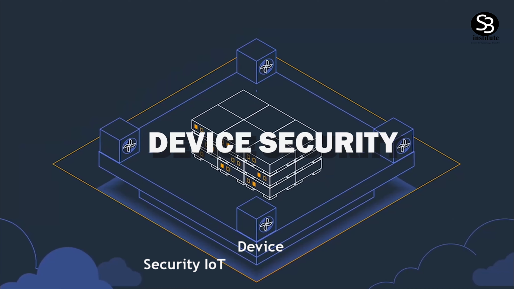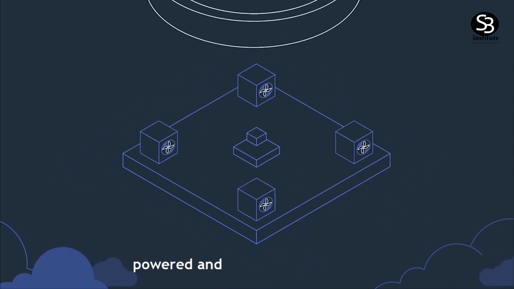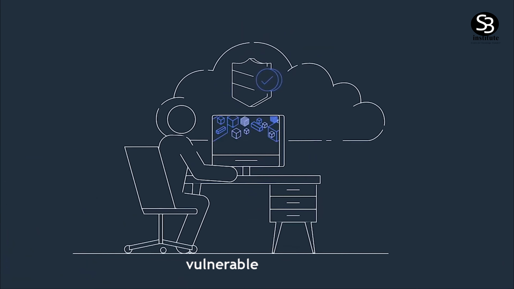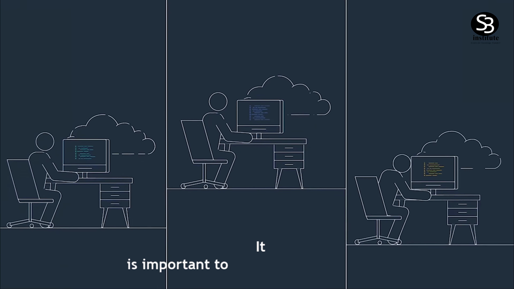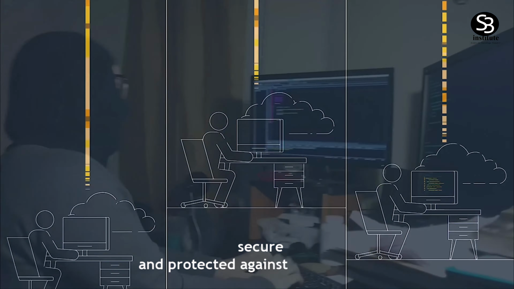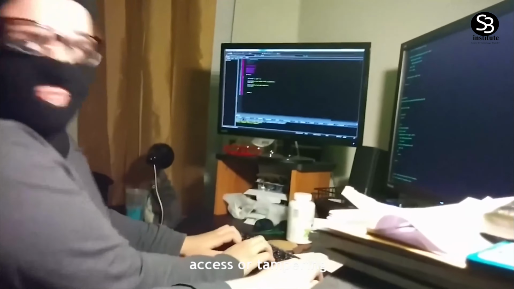Device security. IoT devices are often low powered and have limited processing capabilities, which can make them vulnerable to attacks. It is important to ensure that devices are secure and protected against unauthorized access or tampering.